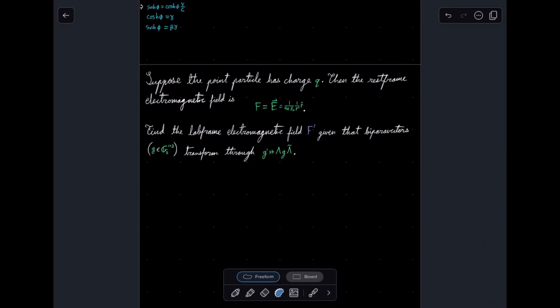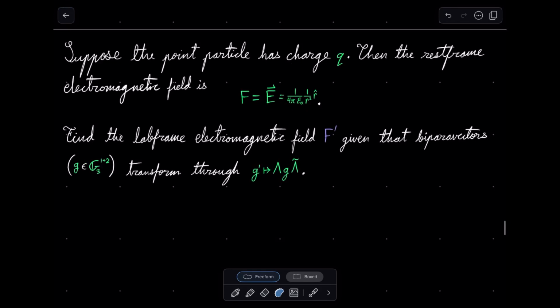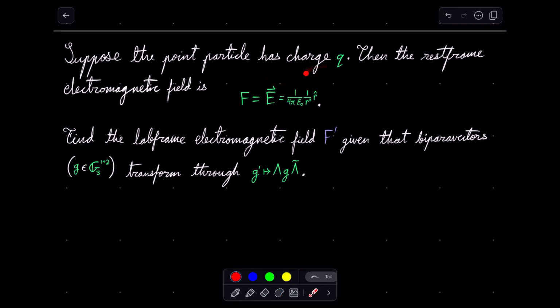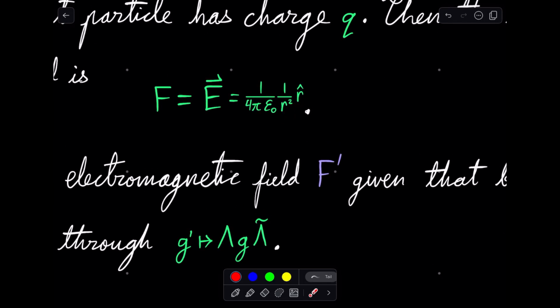Now let's move to the next problem. Suppose that this point particle that we just were dealing with has charge Q. Then the rest frame electromagnetic field is just an electric field given by Coulomb's law. And Coulomb's law just says that the field is going to spread out from the point mass. So if you have a point charge, then the field is going to go out like this. If it's positive, it goes out. If it's negative, then the arrows go in. But that's all that this is saying, that there's a point charge.